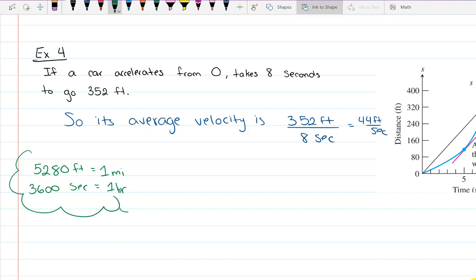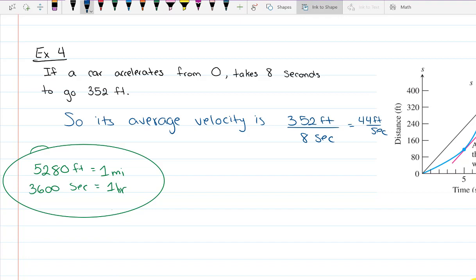And these are things that if you don't know, you can Google, but you should know. All right, it's going to be circled. So here we have 44 feet per 1 second, and we need to get rid of the seconds, so we're going to multiply by 3,600 seconds in 1 hour.